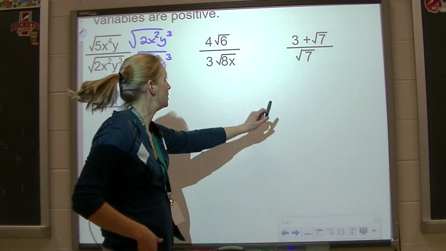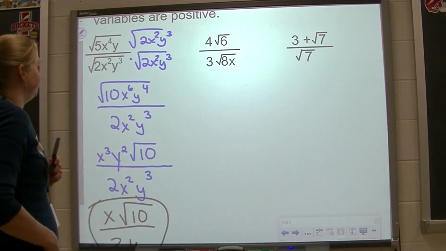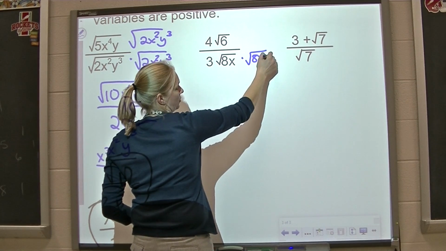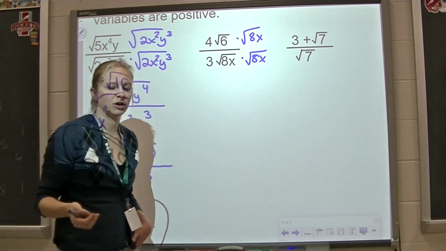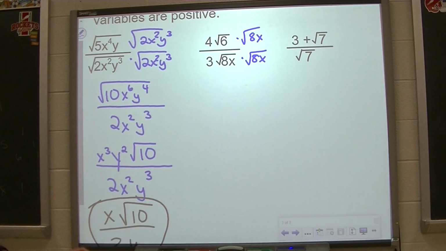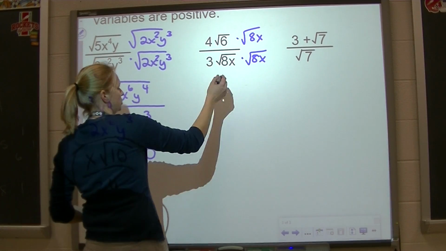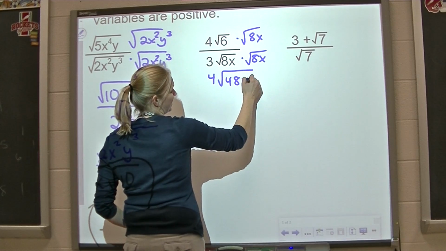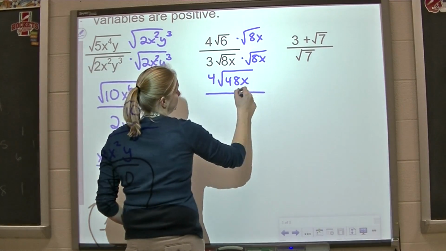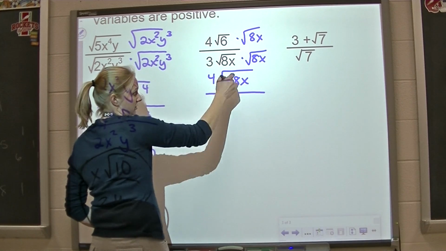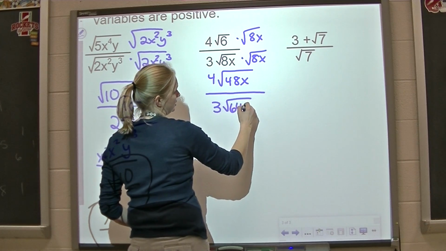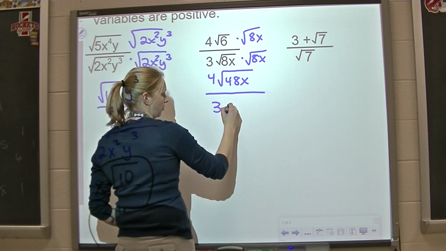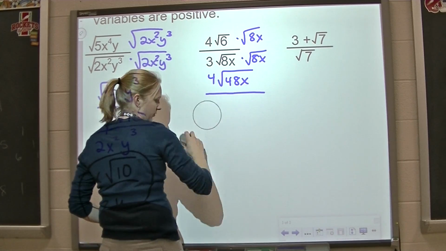And then we can do the same thing here. We can just multiply by the square root of 8x. Some of you might say, okay, why aren't you multiplying it by 3 square root of 8x? We could, but it's just going to make us have to do more simplification later on. So doing that, we're going to end up with 4 times the square root of 48x all over 3 times 8x. Well, it's really going to be 3 times the square root of 64x squared, but 64x squared can simplify to 8x, and then 3 times 8x can simplify to 24x.